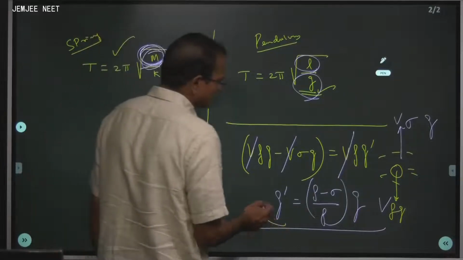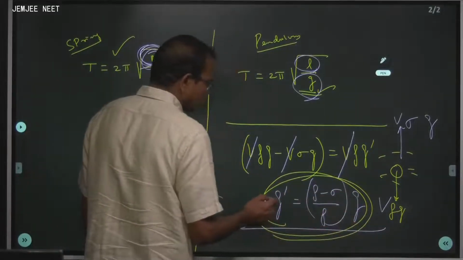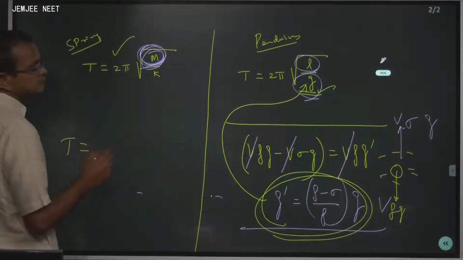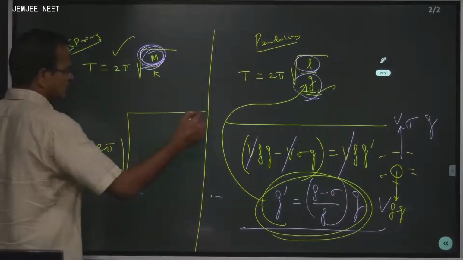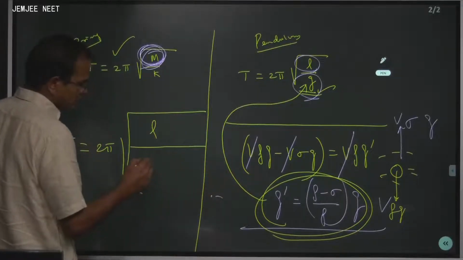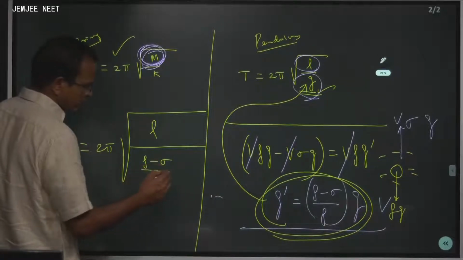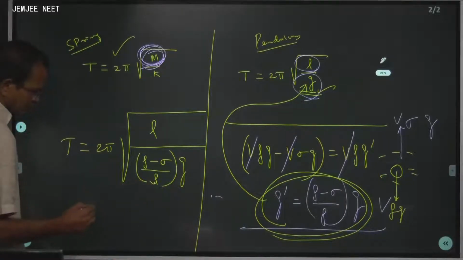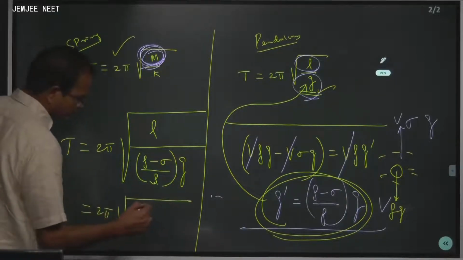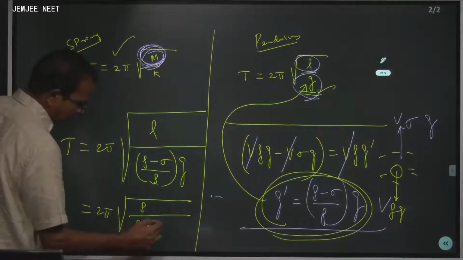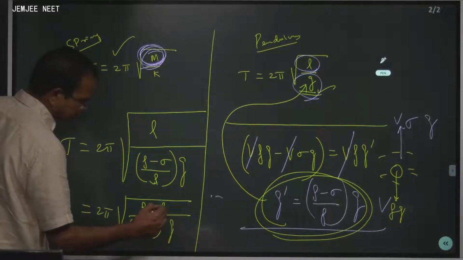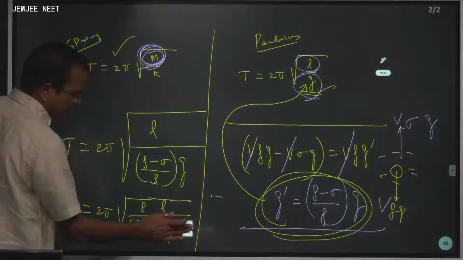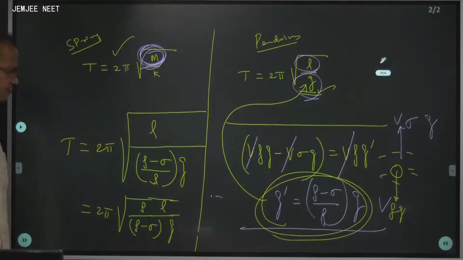In the case of a simple pendulum immersed in a swimming pool, this has to replace G in the formula. Up and over, time period T is equal to 2 pi into square root of L by rho minus sigma by rho into G. So what you get is 2 pi into square root of rho divided by rho minus sigma into L by G. Clear now?